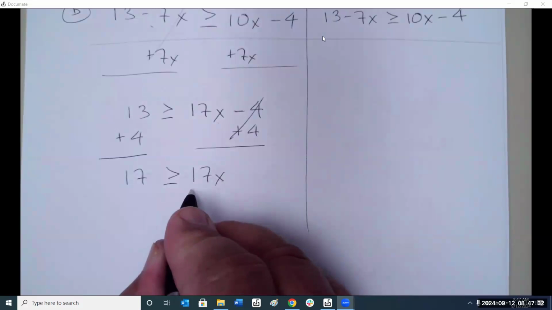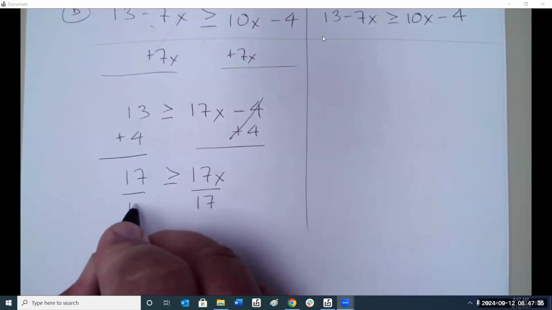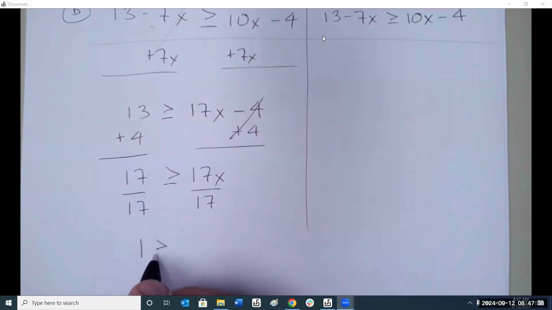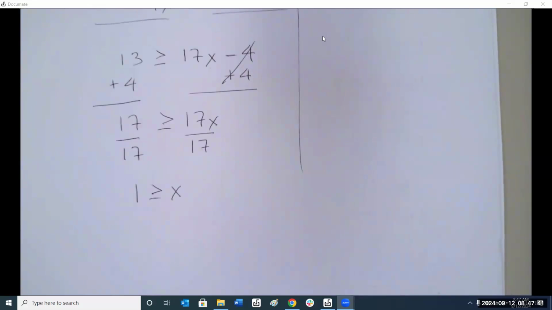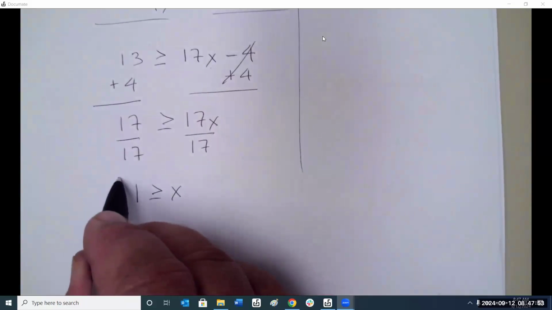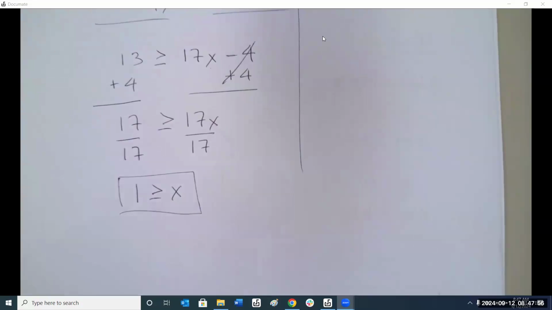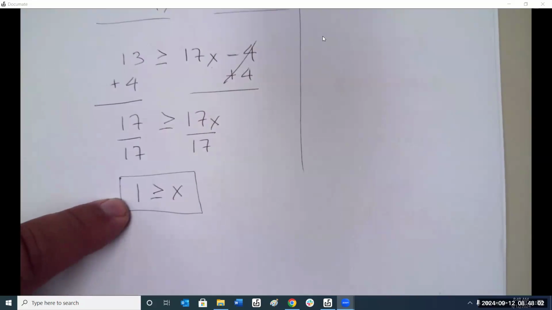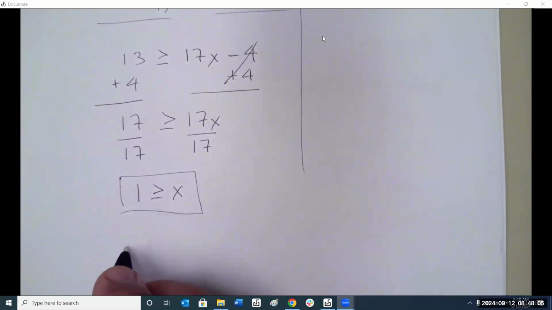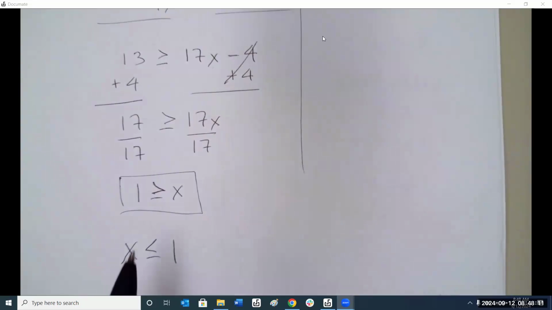Then divide both sides by 17. That's not a wrong answer. It's a perfectly acceptable answer. Except it looks weird. A lot of people want to see the x on the left-hand side. Like if you had your paper, just take your paper and flip it over. What you would have is x. It's got a point to the x. So 1 being greater than or equal to x is the same thing as x being less than or equal to 1.